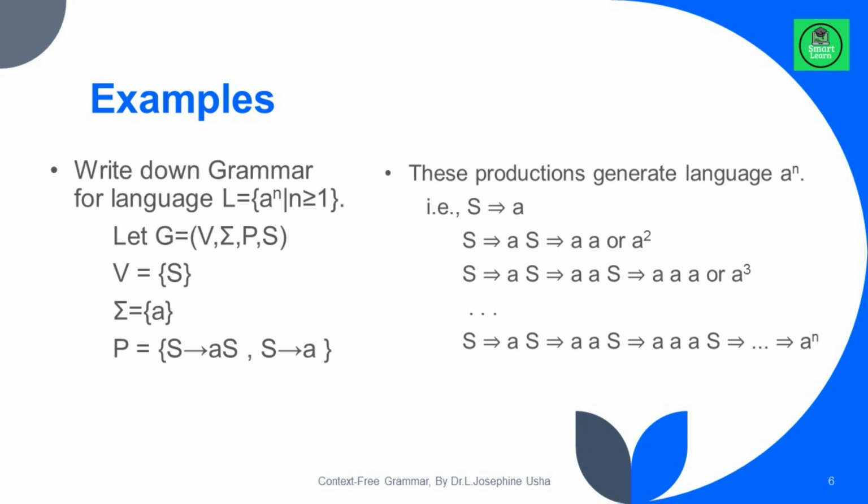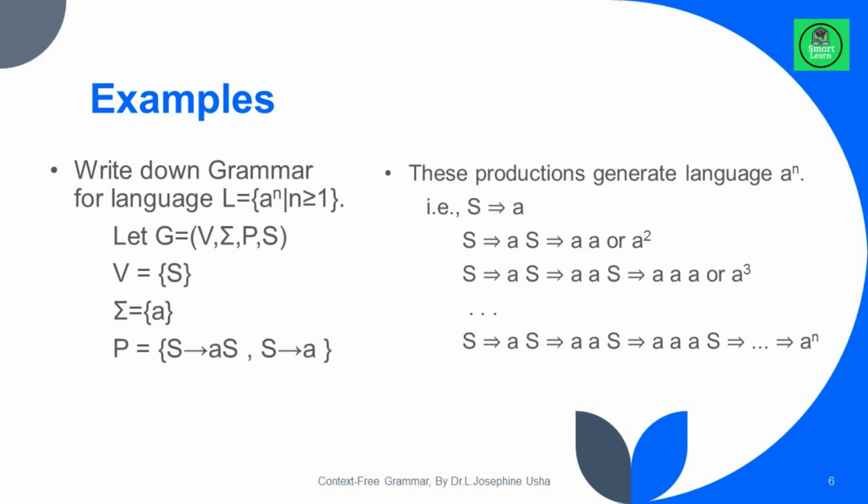Consider we have only one variable, so V equal to only S. And we have only one terminal, that is a. Then we have to write the production rules. I am considering two production rules.